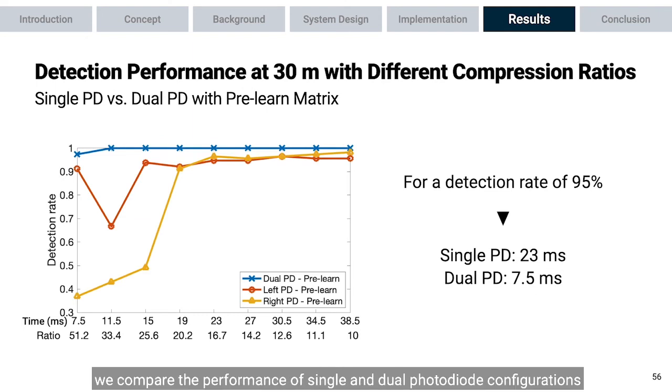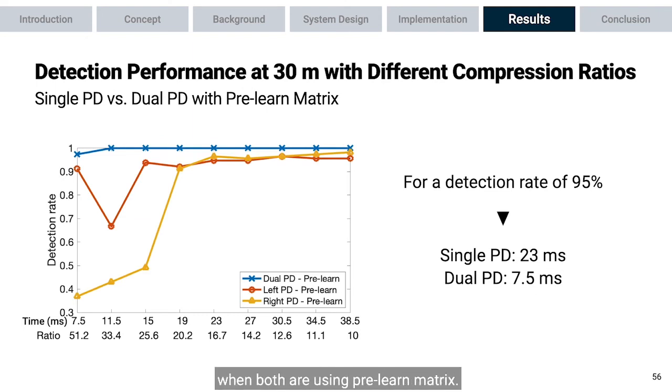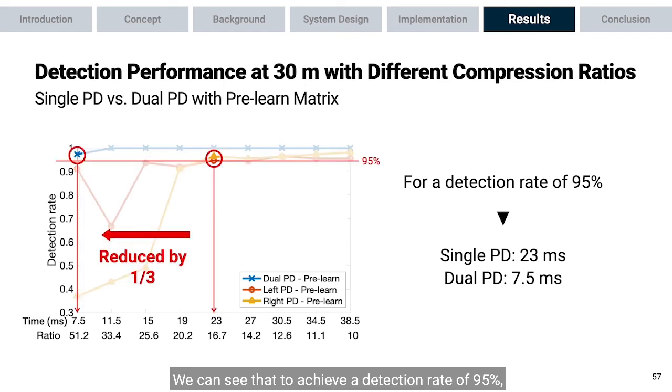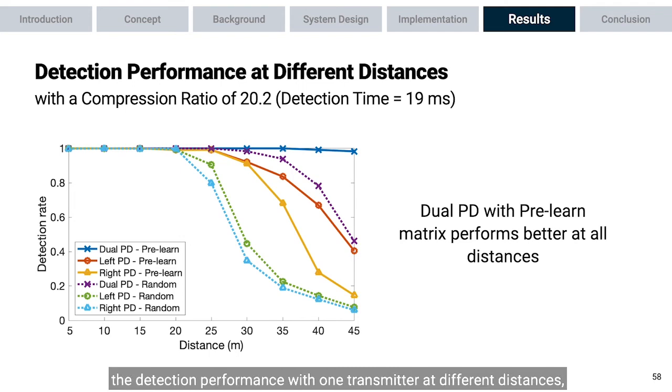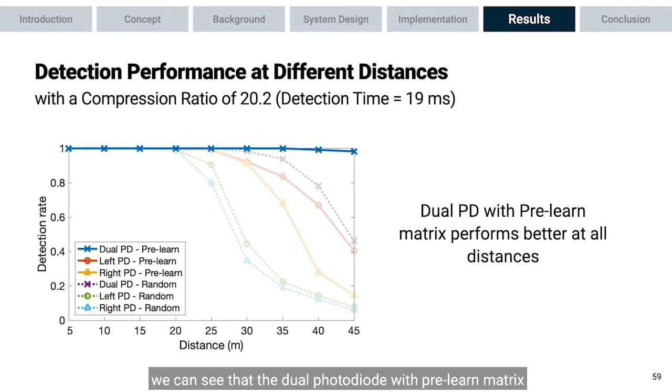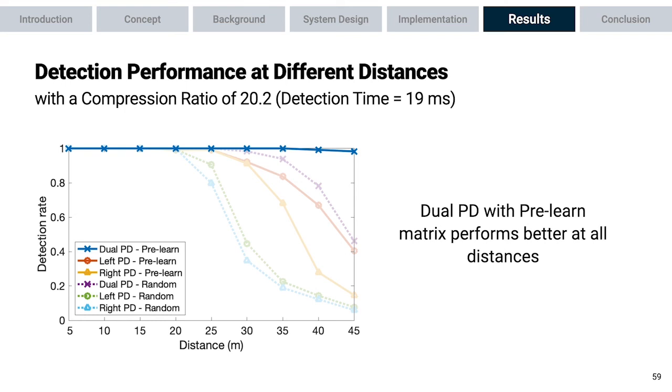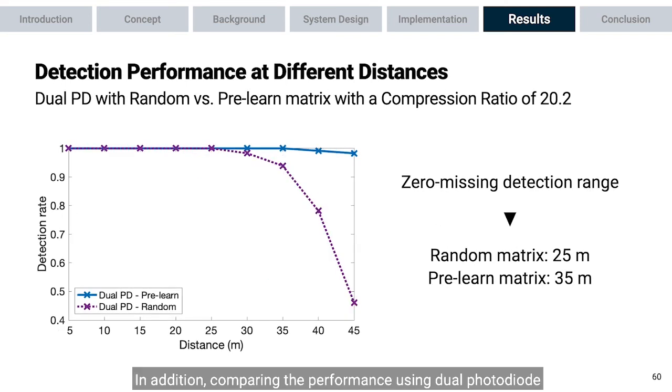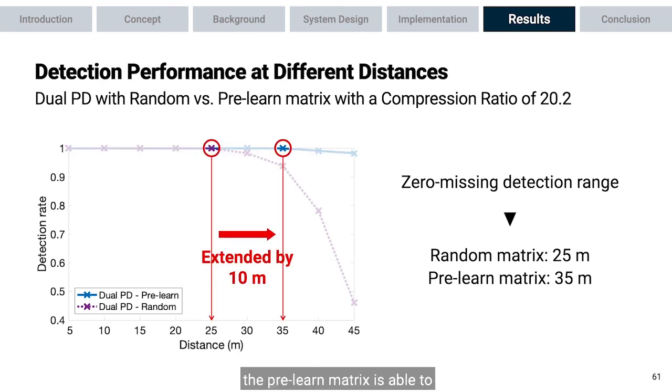Next, we compare the performance of single and dual photodiode configuration when both are using prelim matrix. The left and right photodiode here represent the on and off state photodiode respectively. We can see that to achieve a detection rate of 95%, dual photodiode is able to reduce the detection time by a factor of 3. The plot on this slide shows the detection performance with one transmitter at different distances when using a compression ratio of 20. This compression ratio corresponds to a detection time of 19 milliseconds. From the figure, we can see that the dual photodiode with prelim matrix always outperforms the others. In addition, comparing the performance using dual photodiode with random and prelim matrix, the prelim matrix is able to extend the zero missing detection range by 10 meters.